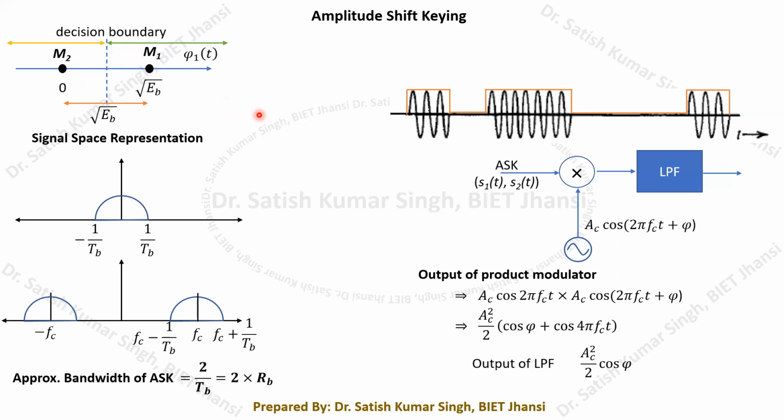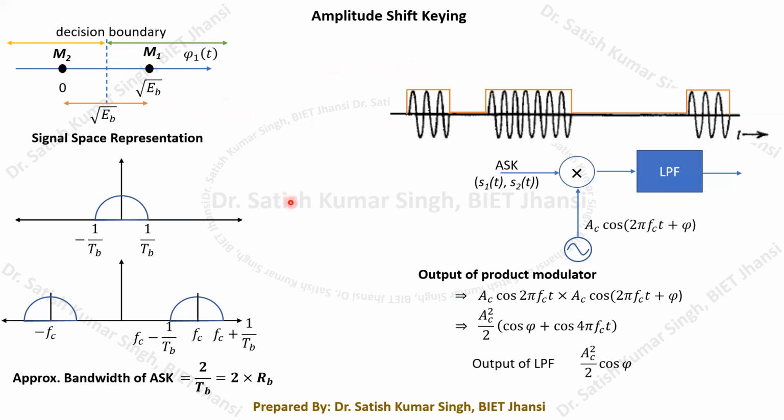That is calculated by calculating the probability of error. So what is the probability of error? What is the probability that 0 will be treated as 1 at the receiver and 1 will be treated as 0? That calculation we have to perform separately.